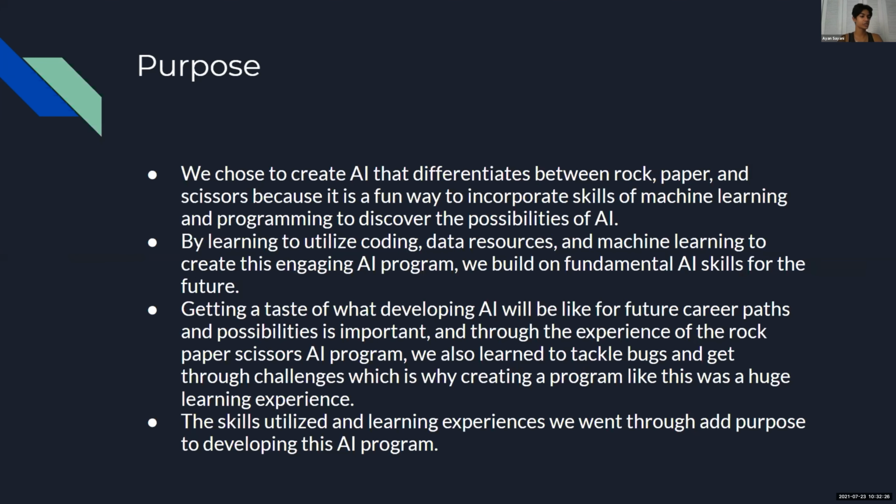For our purpose, we chose to create AI that differentiates between rock, paper, and scissors because it is a fun and engaging way to incorporate skills of machine learning and programming to discover the endless possibilities of AI. These possibilities can guide us to paths and experiences that can impact us in the future. By learning to utilize coding, data resources, and machine learning to create this engaging AI program, we build on fundamental AI skills for the future. These skills are a crucial base to developing impactful AI in the coming years. Getting a taste of what developing AI will be like for future career paths and possibilities is crucially important.